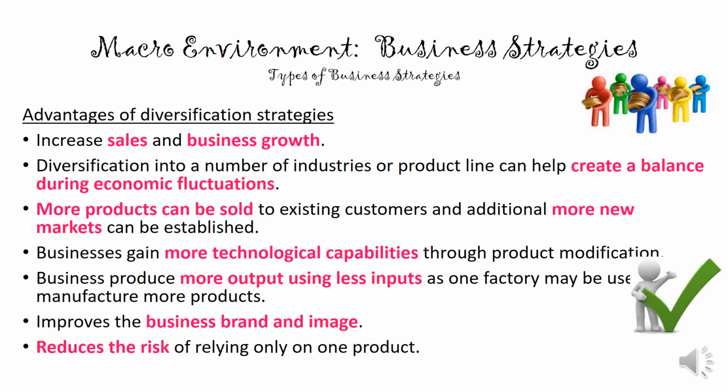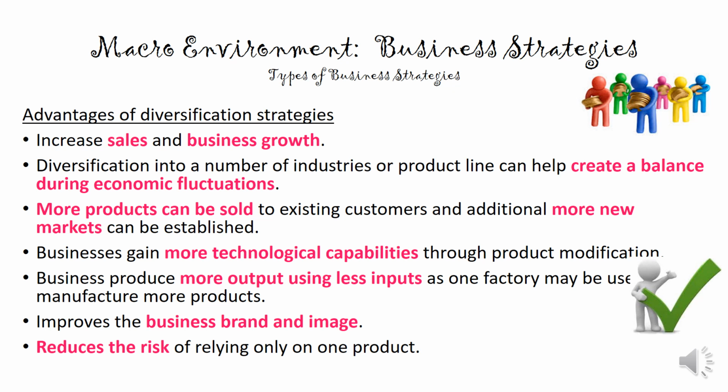And we will come up with more technological capabilities. Businesses also produce more output, using fewer inputs, because one factory can be used to produce all of those products. Right, if we go to that very first example, the Apple example that I used, we can use the same factory to produce the cell phones and the tablets and the laptops. We don't have to establish a new factory for each. So it doesn't matter what we do, we have this one factory. We might as well use this one factory to produce more than one thing.